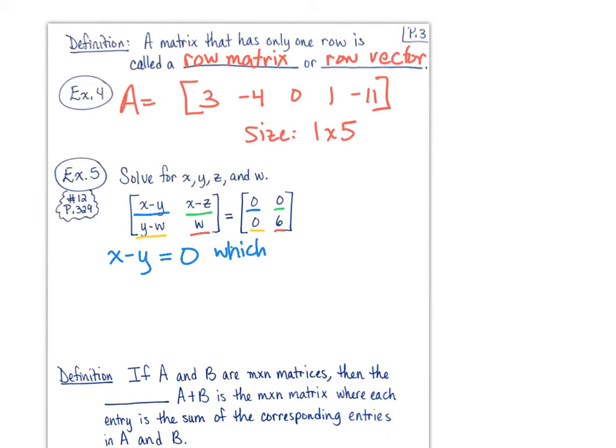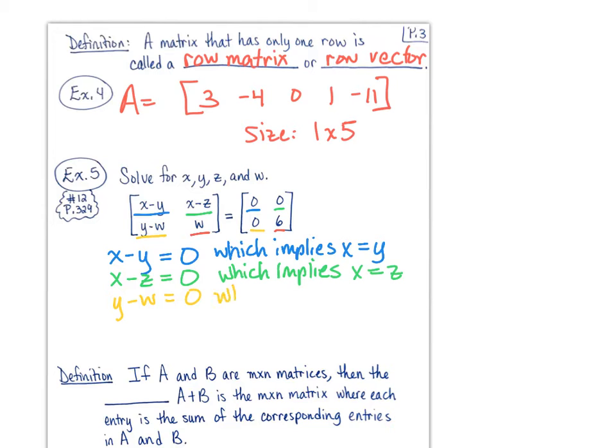which implies x equals y. Then we have x minus z equals 0, which implies what? x equals z, good. Then you have y minus w equal to 0, which implies what? y equals w. Good. And then you have w is equal to 6. It is what it is.